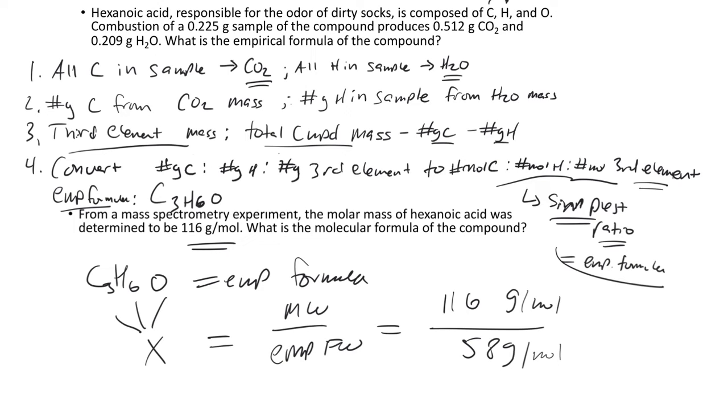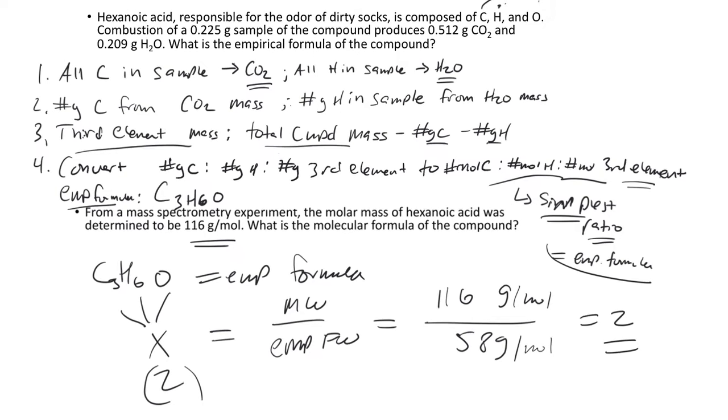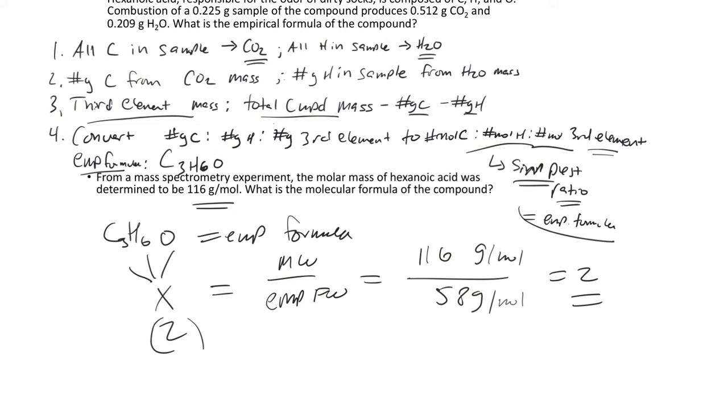I could write the extra digits, but 58 is enough to see that this is going to work out to be a multiple of 2. And so in this compound, there are going to be 2 times 3, 2 times 6, 2 times 1 of those elements within the molecular formula. So we're going to have a molecular formula of C6H12O2.